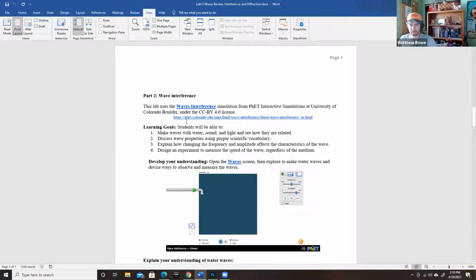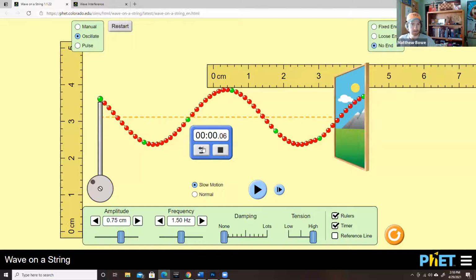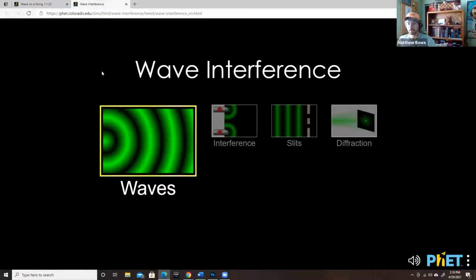For the same program, it's going to be a different sort of tab. So let's go to wave interference right here. So it's not going to be this, it's going to look like this. We're also going to use each of these different sections for the lab. For part 2, we're just looking at this first one.